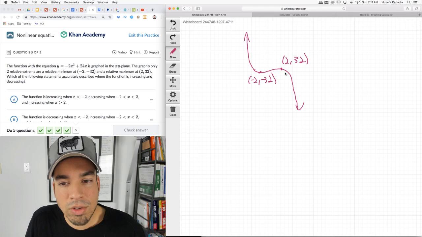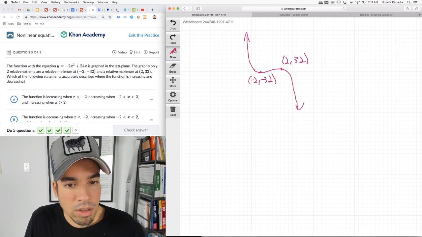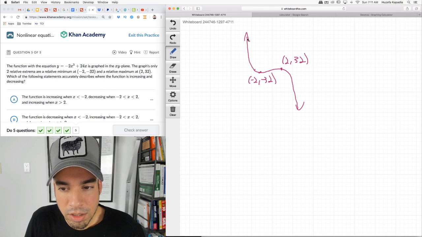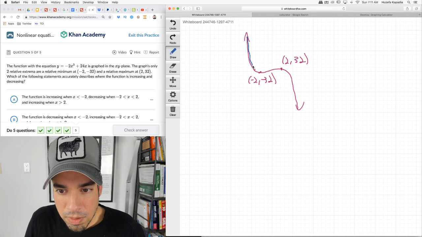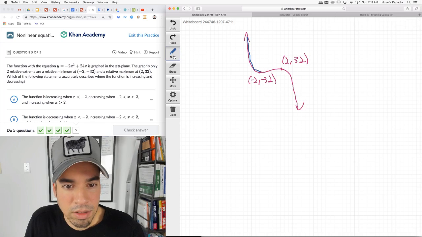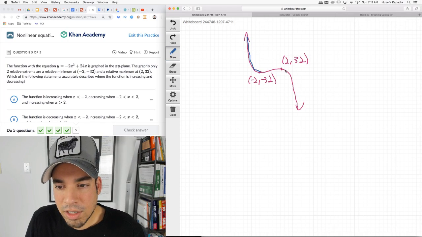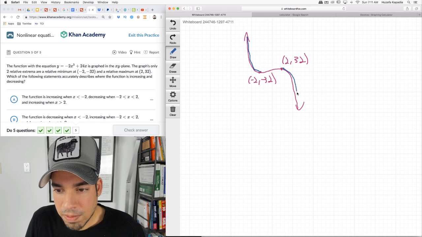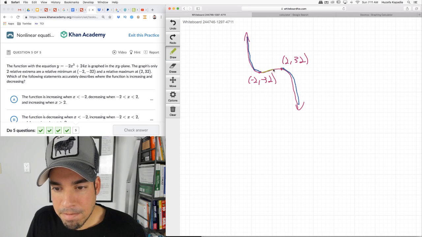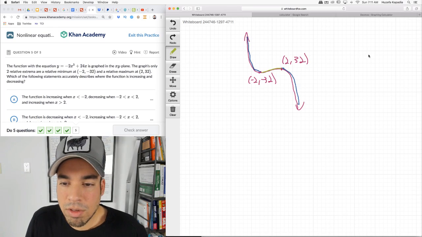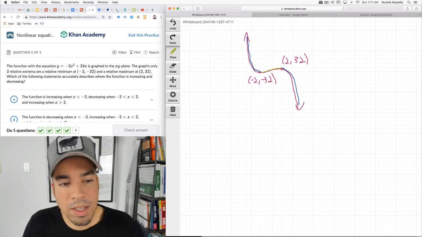We're talking about increasing and decreasing. So decreasing is where the slope is negative. So all of this is decreasing up to this point. And then it's again decreasing here. And the increasing part is right here. Okay, it's going up. And that simple graph should be enough.